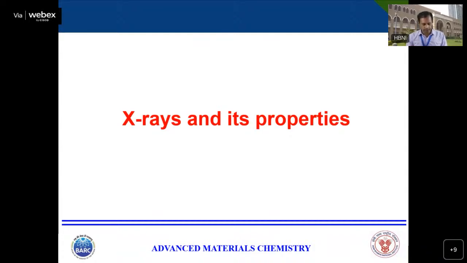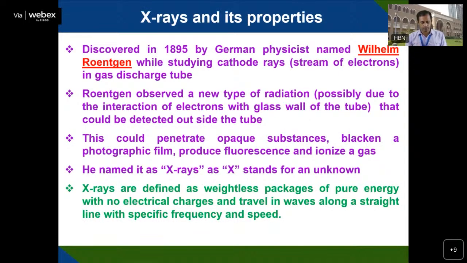Before going into the X-ray characterization techniques, we'll discuss X-ray and its properties depending upon the interaction of X-rays with matter. X-ray was discovered in 1895 by the German physicist William Röntgen during cathode ray experiments. X stands for unknown; at that time he was not able to identify what this radiation was, so he termed it X-ray.